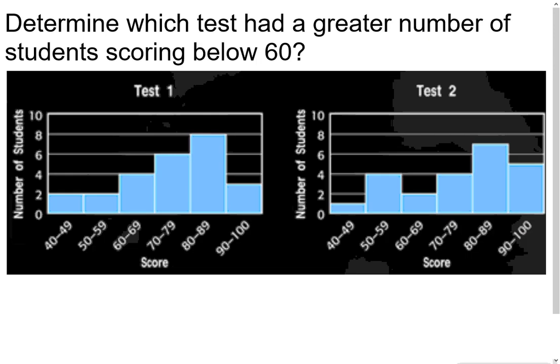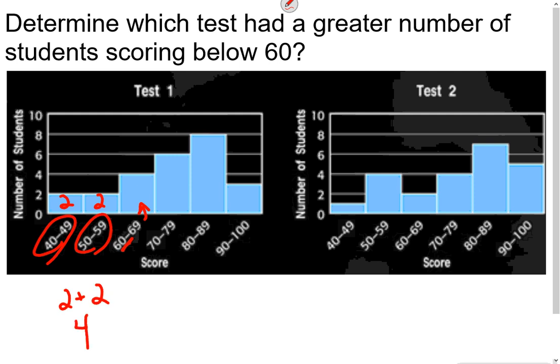This one we want to go the other way. Which test had a greater number of students scoring below 60? So we got to get below 60. Sometimes we look here and we see the 60 right here, but that would tell us that every person in this bar here had a 60 or higher. So we don't want those, we just want this one and this one. So we have 2 in each of those, 2 plus 2 puts us at 4.